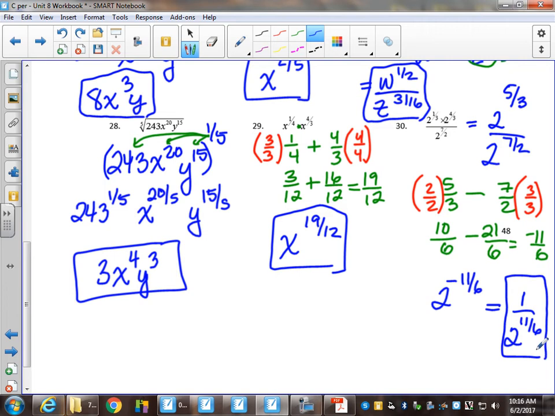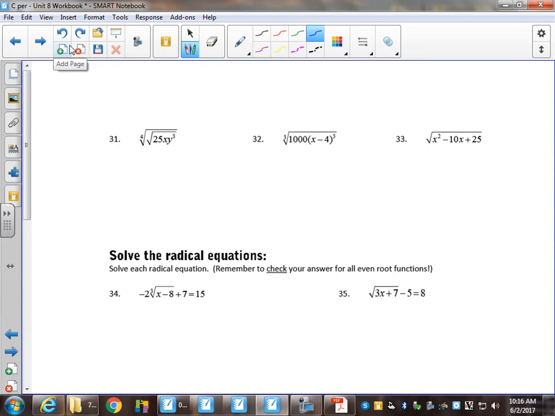Correct. It cannot. It cannot have negative exponents. It has to move. Very good. Nice job. So I'm going to pause here in the class notes video.